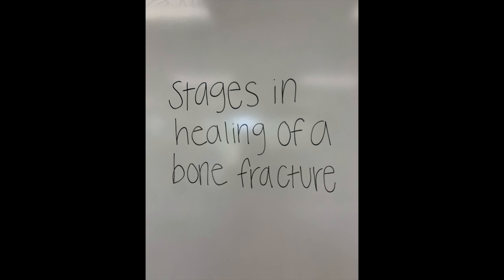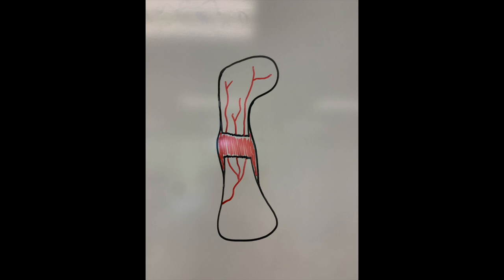There are four stages to the healing of a fractured bone. The first stage of formation is a hematoma, which we usually refer to as a bruise. During this first step, blood vessels are broken or torn, and this causes blood clots to form, causing the hematoma.